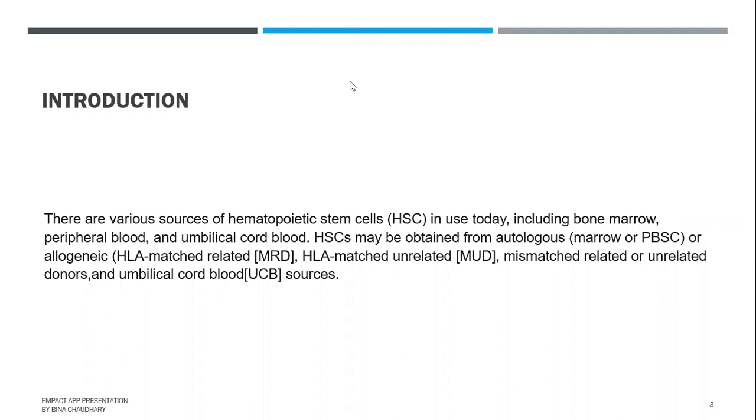Yes. So, introduction. First, there are various sources of hematopoietic stem cells that we are using in today's world. There are three: bone marrow, peripheral blood, and umbilical cord blood. Hematopoietic stem cells may be obtained from autologous or allogeneic sources. There will be matched related or matched unrelated, and some mismatched related or unrelated donors we can find, and the umbilical cord sources are also there.